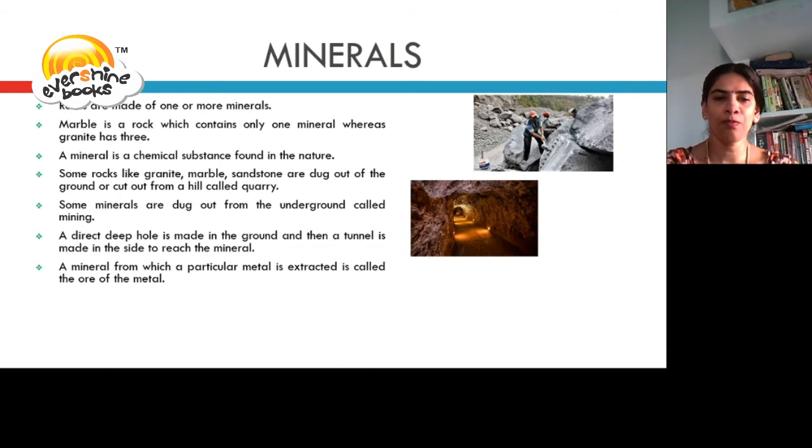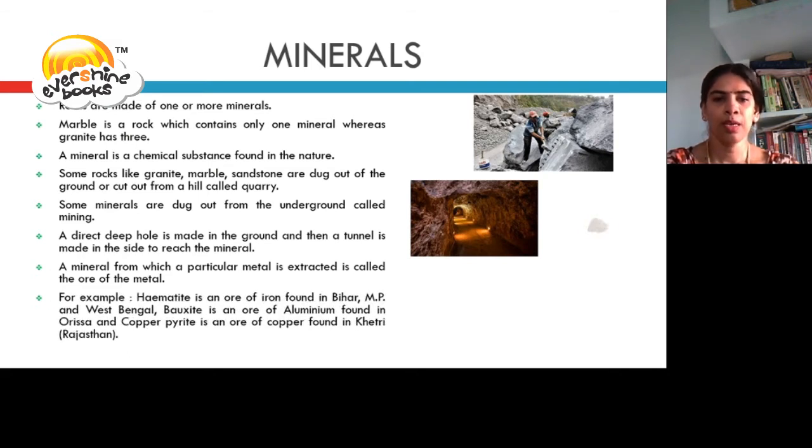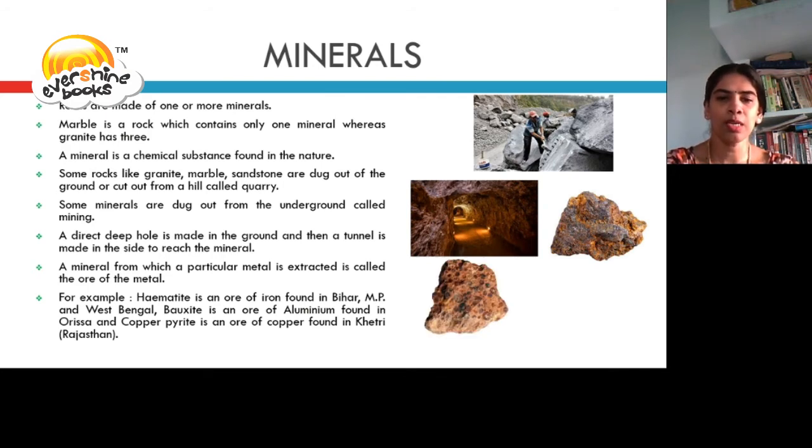A mineral from which a particular metal is extracted is called the ore of the metal. That is, from the ore we can extract a particular metal. For example, hematite is an ore of iron which is found in Bihar, Madhya Pradesh, and West Bengal. Bauxite is an ore of aluminium which is found in Orissa. Copper pyrite is an ore of copper found in Khetri in Rajasthan.